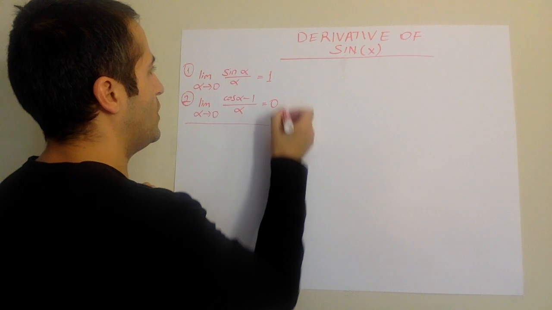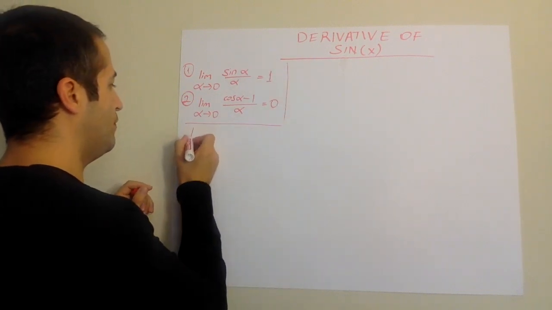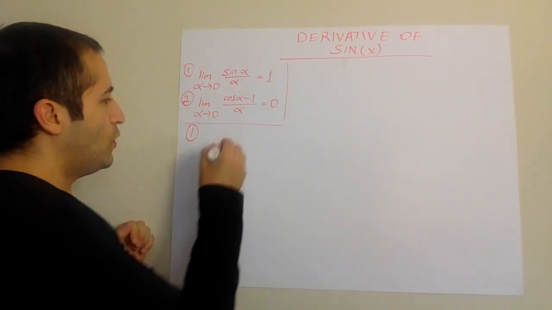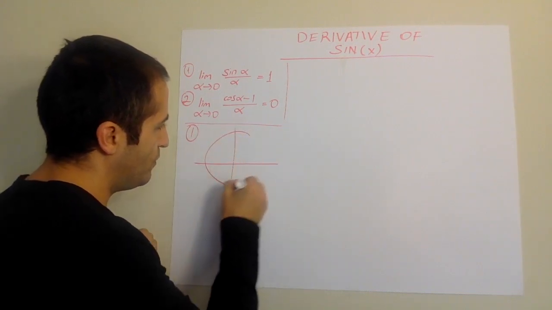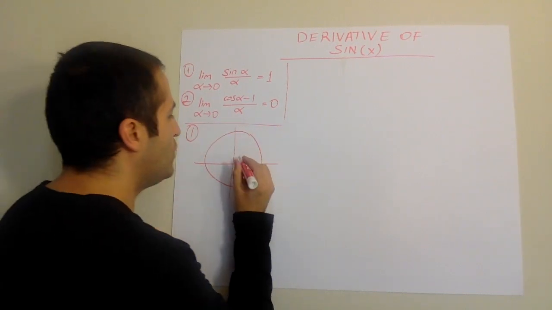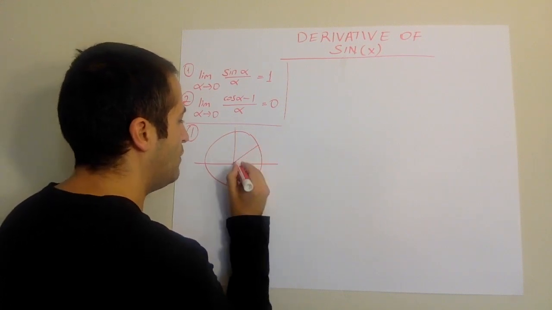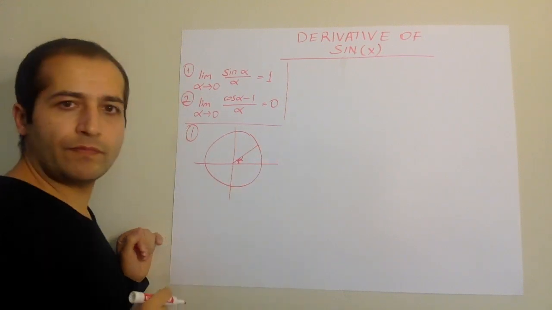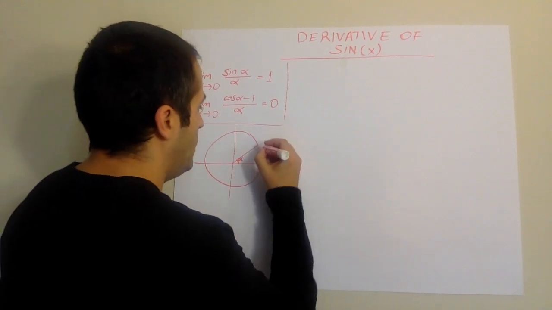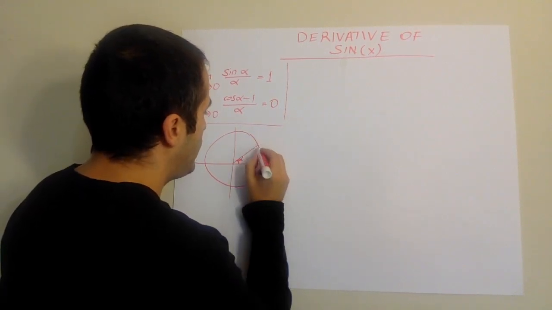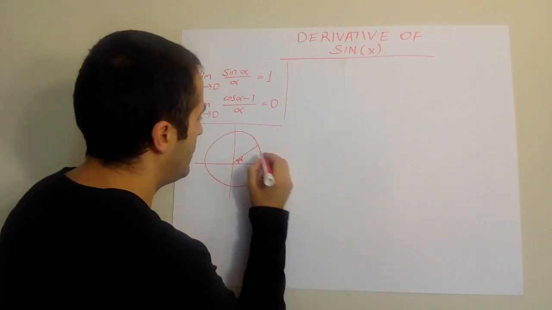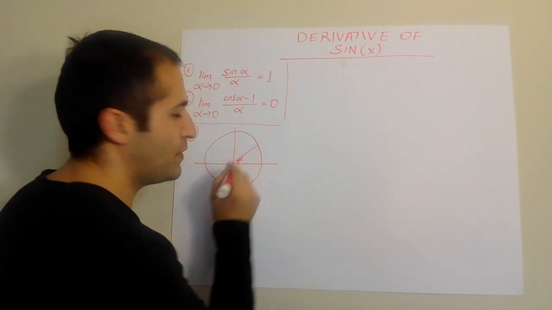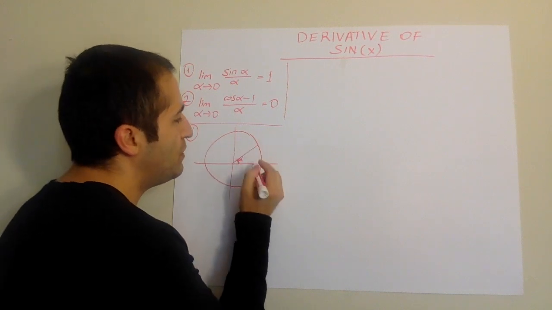Let's prove the first one. We need to draw a unit circle, and we need to show an angle of alpha here. I'm going to section this into three different areas. So I'm going to plot three different areas here.